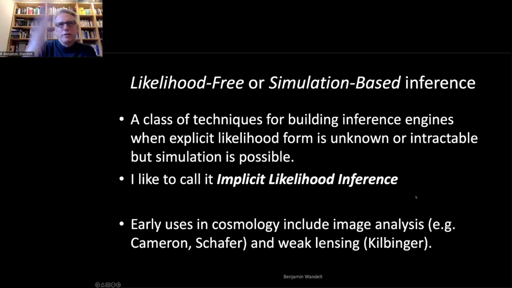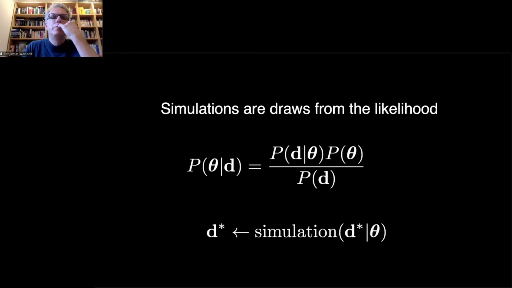Okay, so this has been used in cosmology now for some time, in weak lensing in particular, or image analysis. And the first papers, I'm sure the authors of the first papers are listed there. But this has been limited for the following reasons. I'll show you why this has been limited until very recently.